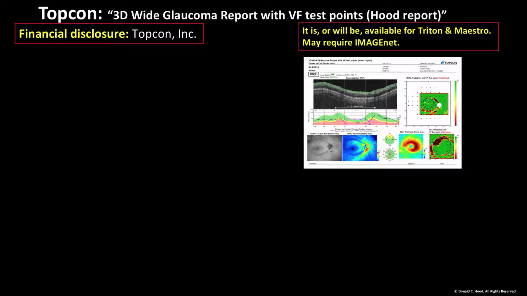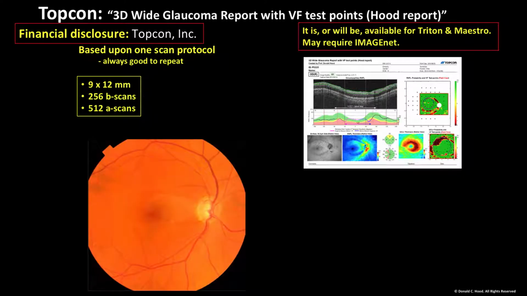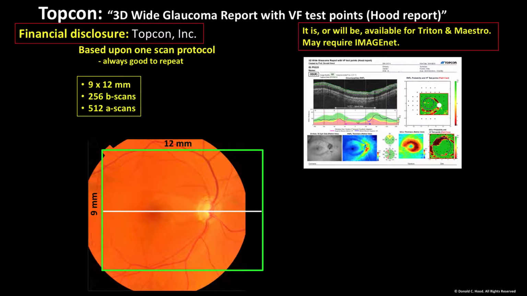So this is a report that is already in, or will be soon, depending on where you live, available for both the Triton and the Maestro, although it may require ImageNet in order to access it. All right, it's based upon 1 scan protocol, although of course it's always useful to repeat scans. The single scan protocol is 9 by 12 millimeters. So let's just put the fundus view up here and show you the region that's being scanned. So it's 9 by 12 millimeters. It's got 256 B scans.